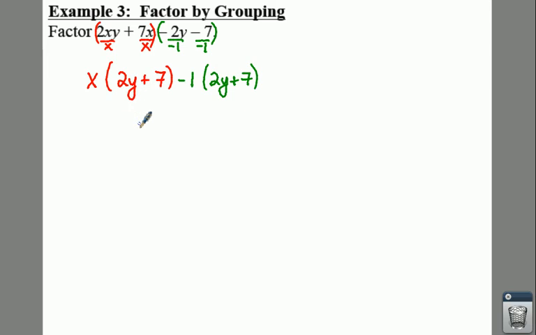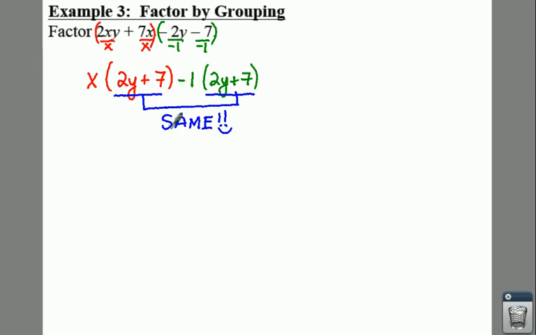What do you notice about these 2 terms inside the parentheses? Wait for it. Aha! Yes, they are the same, which is what you want. If they are not the same, then you have done something incorrect. They have to be exactly the same, identical twins.